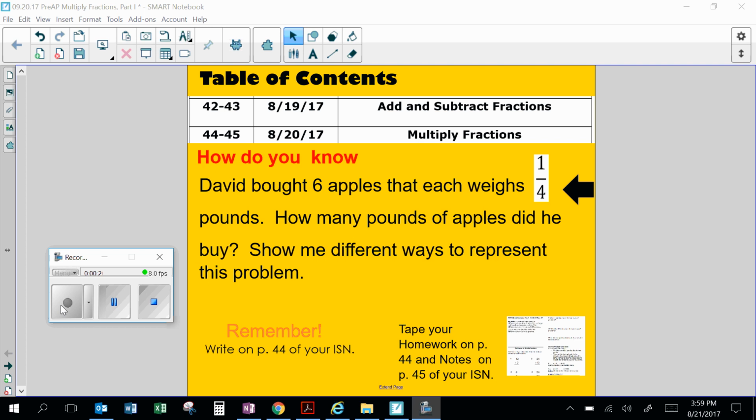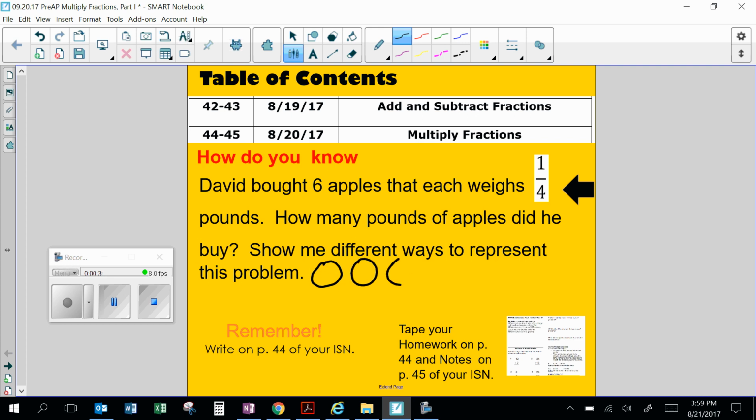David bought 6 apples that each weighs 1/4 pounds. How many pounds of apple did he buy? Show me different ways to represent this problem. So one way I could do it is model it with a picture. So 6 apples. This apple weighs 1/4 pound, 1/4 pound, 1/4 pound, 1/4 pound, 1/4 pound, 1/4 pound.